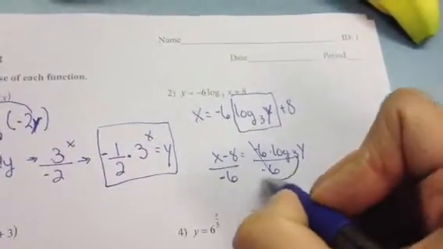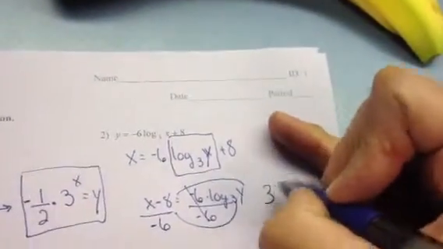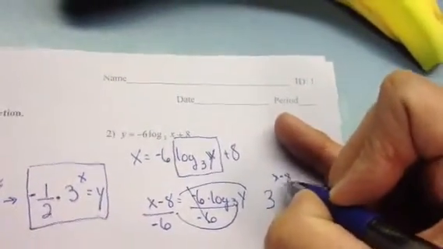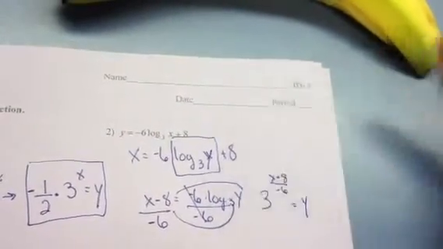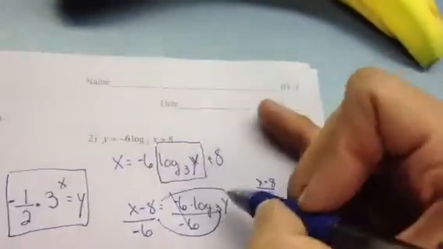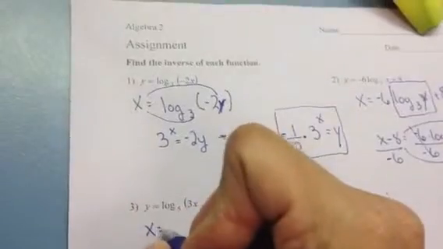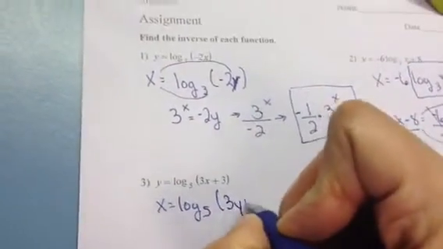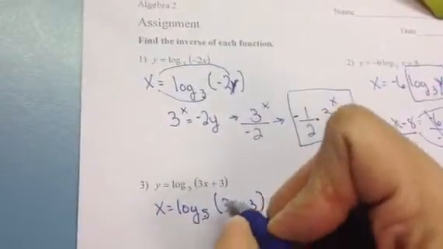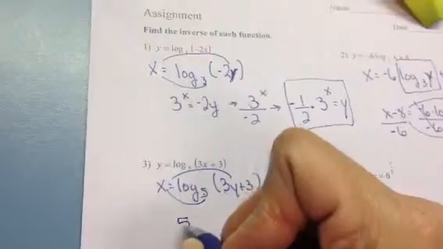And it's going to go 3 to this crazy exponent equals y. So 3, and it's okay that all that's in the exponent. And that's the answer for number 2. All right, number 3, I'm going to first switch x and y. This is ready to loop because the log base 5 is of all of this. So I'm going to loop 5 to the x power equals all of that.